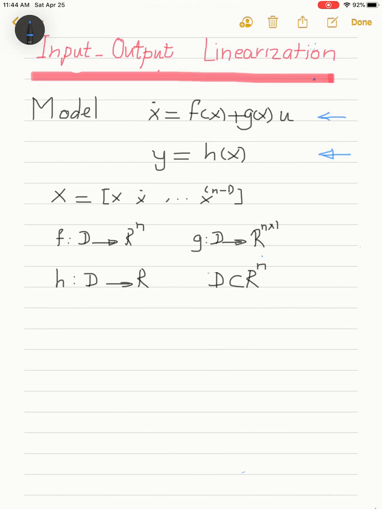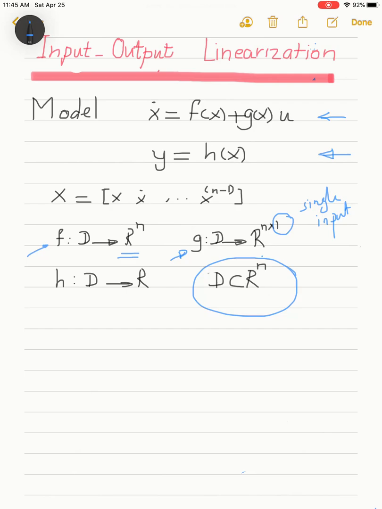F and g are normally called in the literature vector fields, and these are vectors. Each element of that vector is actually a nonlinear map, which maps a subdomain D in the real space of dimension n to the real space R of dimension n, as in the case of f. And in the case of g, it is a mapping to the real space of dimension n by 1. And that means that we are considering a single input system. So here we have single input, so u is of dimension 1.